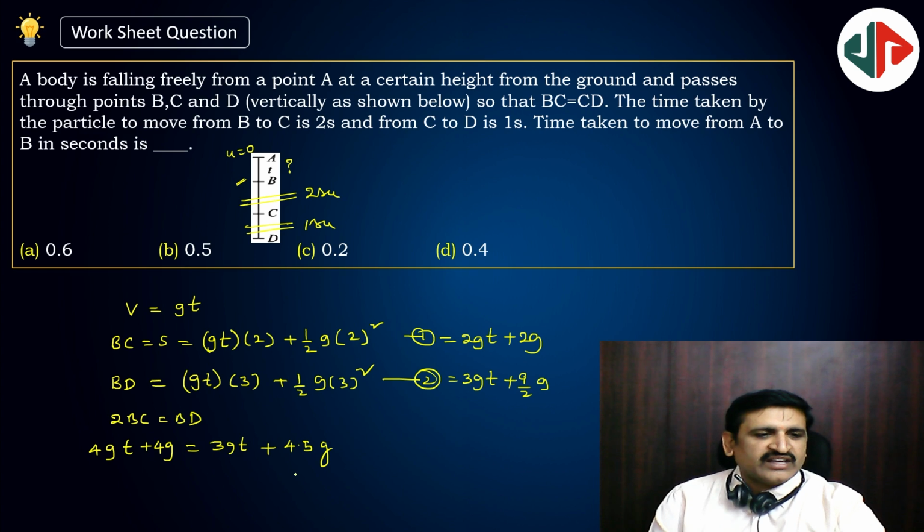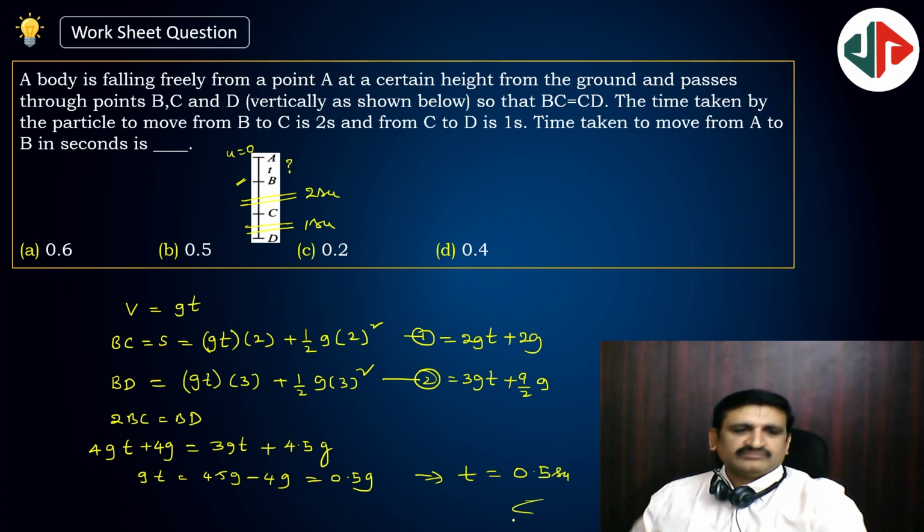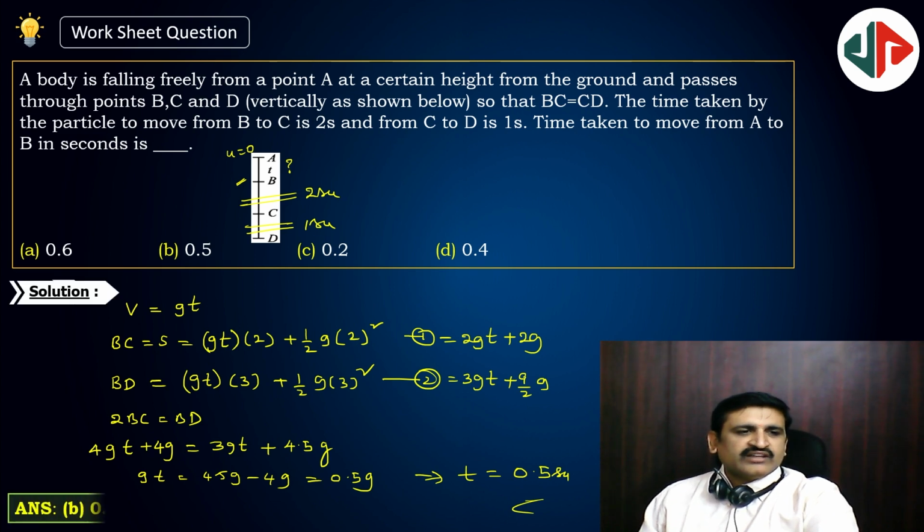So what I want is t. So gt is equal to 4.5g minus 4g, that is 0.5g. If the g value is 10, then this will be 5 only. So g, g gets cancelled now, so t is equal to 0.5 seconds. Done. Some thought should come within your mind, then you can get it. Next.